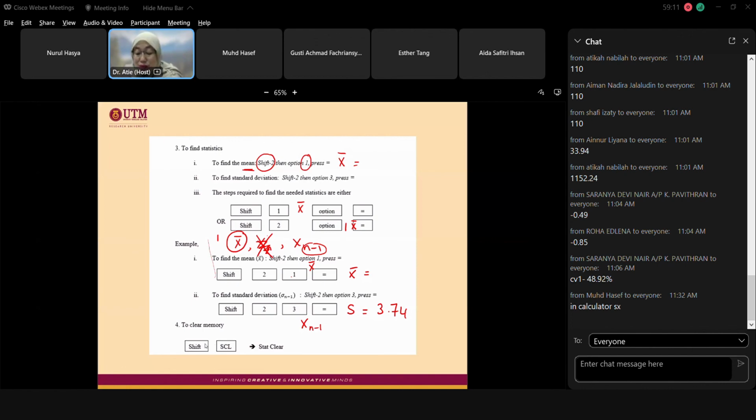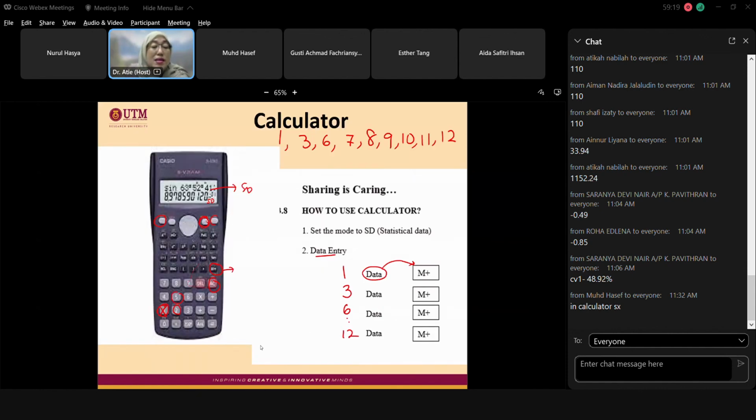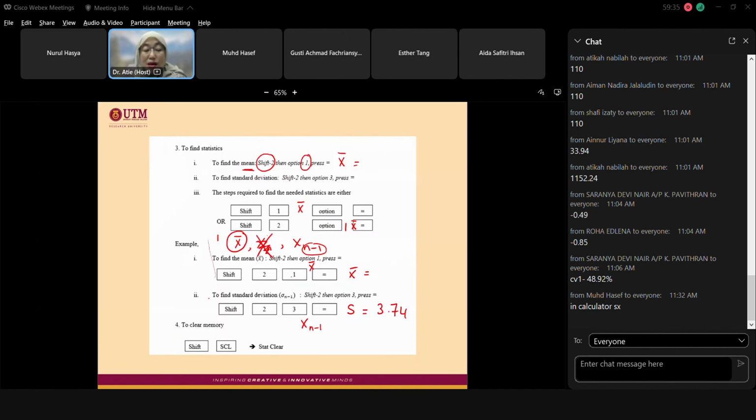How to do it? You need to press Shift and Stat Clear, right? Where do you get the Stat Clear? I think it is somewhere around here, one of these. So you press Shift and then Stat Clear will appear. You just press that one and it will clear everything. So now you can enter the new data set, for example, the new data for exercise number 2. Okay, is everyone okay?